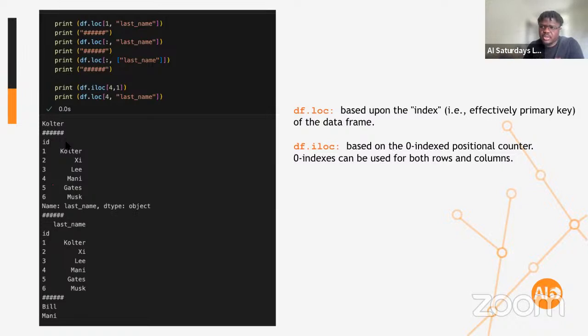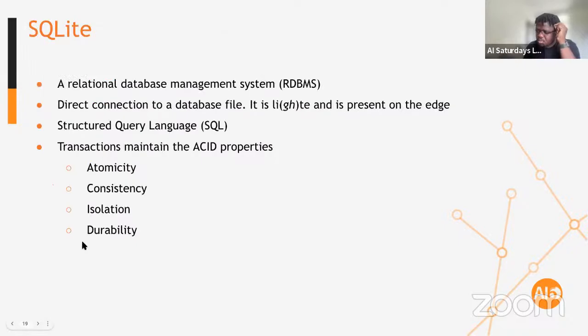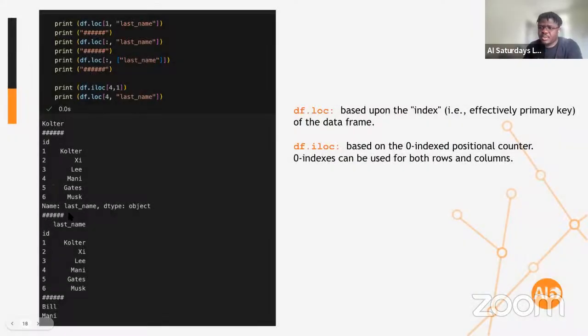Now, if you wanted to return the same command, but make it return as a data frame, which is structured, all you have to do is include this last name in its own square bracket. So you introduce another square bracket, and that prints out what? It gives you a data frame structure. So you have the ID and the last name as a column here.